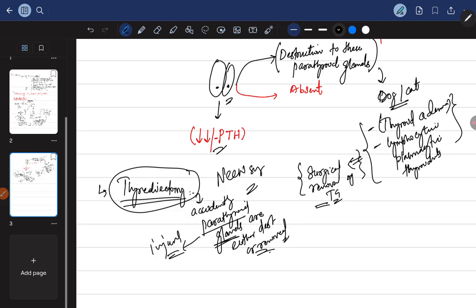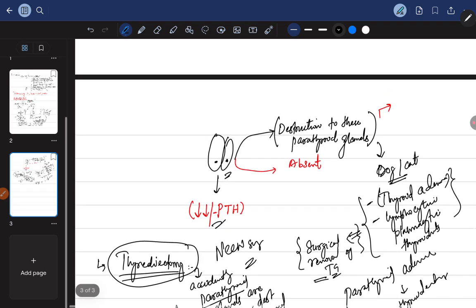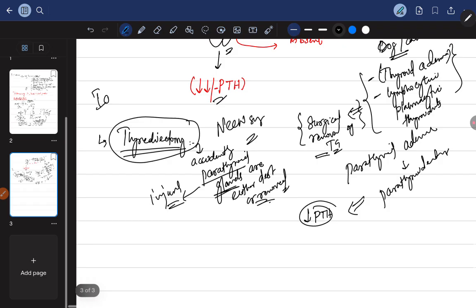Or if there is parathyroid adenoma, at that time it is advised to go for parathyroidectomy. So this will result in decreased PTH. These are all iatrogenic causes. So you should remember that iatrogenic causes include, during thyroidectomy, the parathyroid glands being accidentally injured, severed or removed, and that will lead to hypoparathyroidism.